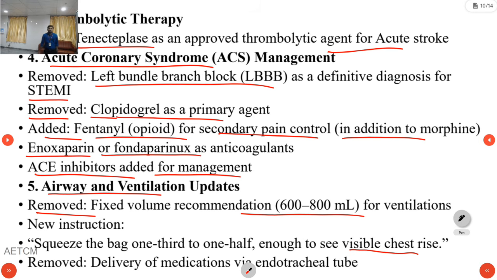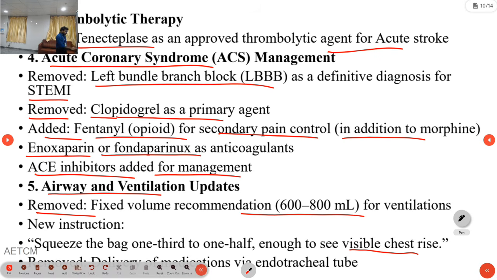So whenever we are performing ventilation with the help of a bag valve mask device, please make sure whether visible chest rise is there or not. That is our observable indicator that we are giving effective ventilations with the help of the bag valve mask device. It is not about fixed tidal volumes, that is 600 to 800 ml. So that's why they have removed it.